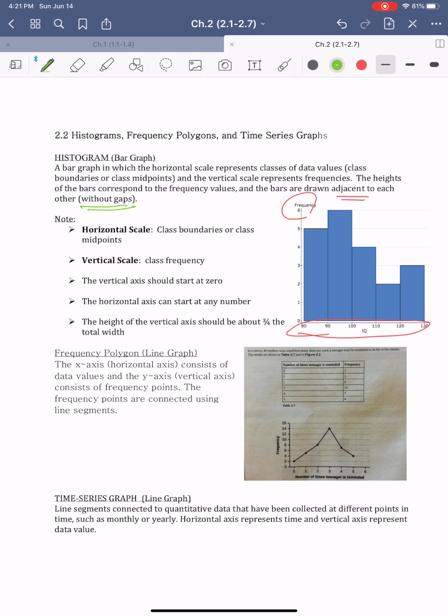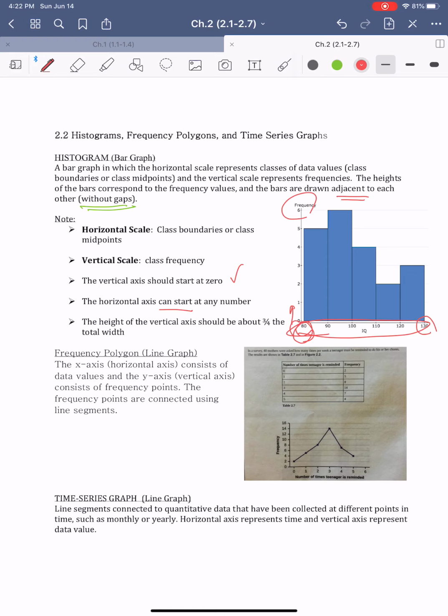And just note the horizontal scale represents the class boundaries or class midpoints. The vertical scale represents class frequency. The vertical axis should start at 0. This will always start at 0 because there could be a 0 data, like no data shown at that class. But the horizontal axis can start at any number. You can see that it starts at 80. There's no need to go all the way from 0 to label this because there's really no data of IQ score 0. So they started at 80 all the way up to 130.